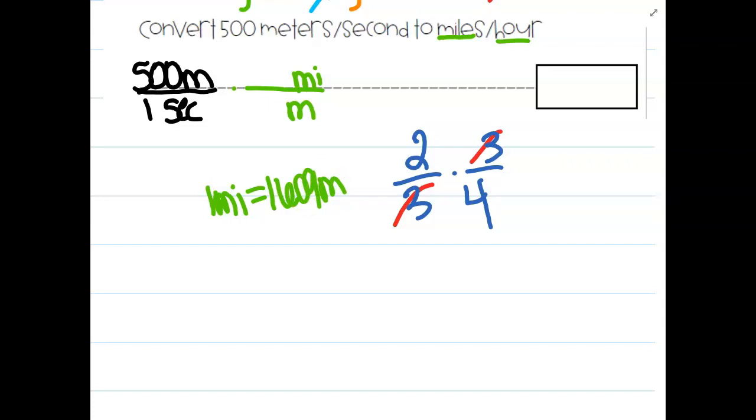This is why I like doing the labels first, because I can see, okay, I've got miles over meters. Then what you're going to do is you're just going to take these numbers, the 1 mile, put the 1 with the miles, and then the 1,609 meters, put that with the meters. Now notice the meters are gone. I have miles. That's what I wanted to do. I've got the miles. Great.